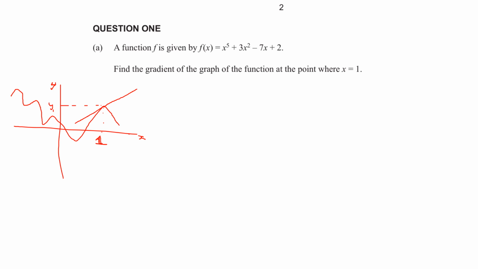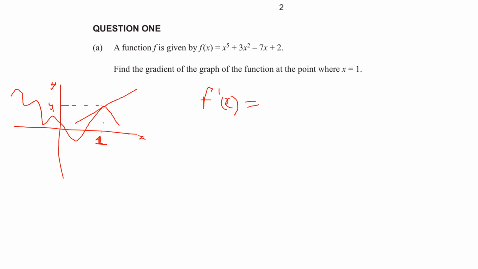To find the gradient at any point for this graph, we differentiate the function, and whatever we find is the derivative. If we substitute in x, we find the gradient at this point. So that's very simple. We want to find f prime of the function f, which is the derivative, so f prime of x. What's that going to be?